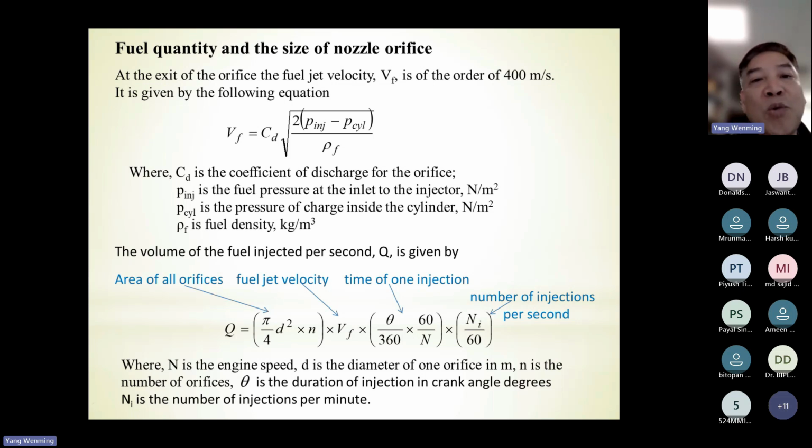Next one is divided by rho_F. Rho_F is the density of the fuel. So by using this equation, we can find out the fuel injection velocity.